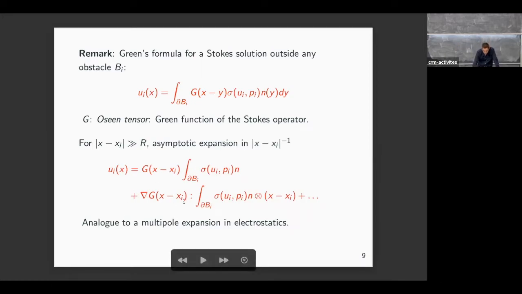Then you have a term which is, so this is an equivalent of a monopole in electrostatics. Then you have the equivalent of a dipole, which is homogeneous of order -2, and solves the Stokes equation with a source involving derivatives of Dirac masses and so on. So you may already see that this approximation through the method of reflections will lead to Stokes equations with Dirac masses or derivatives of Dirac masses on the right-hand side.